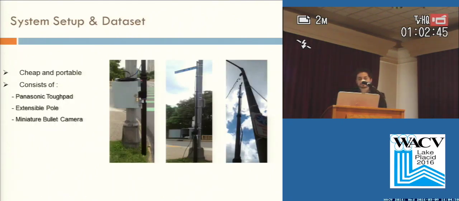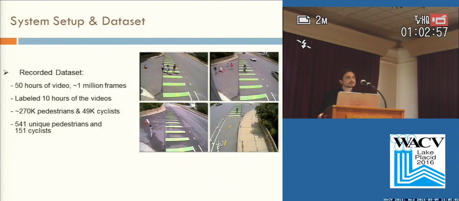We built a cheap and portable data recording system. It consists of a Panasonic Toughpad, an extensible pole, and a miniature bullet camera. By using this system, we recorded about 50 hours of video, which is about 1 million frames, at different intersections of Pittsburgh, which have some bike and pedestrian lanes.